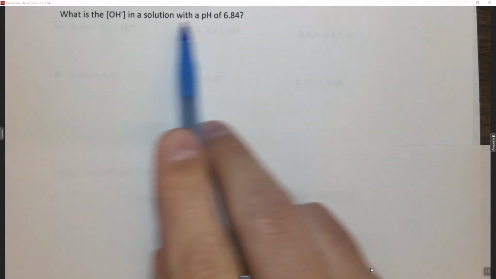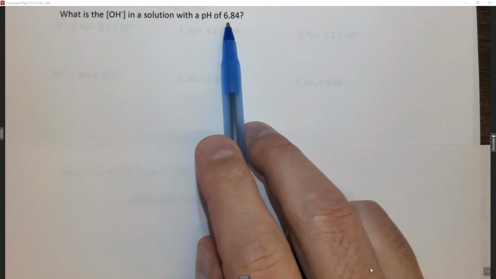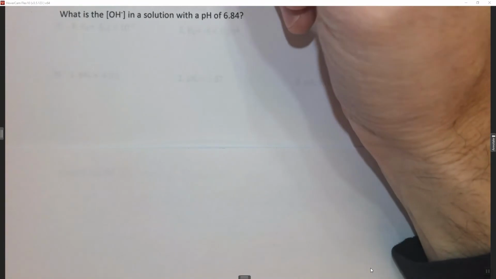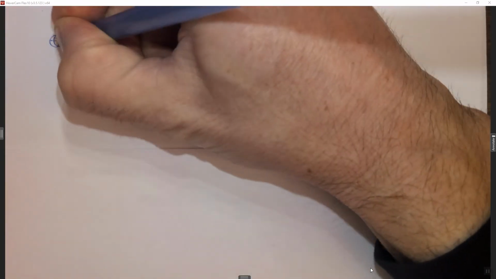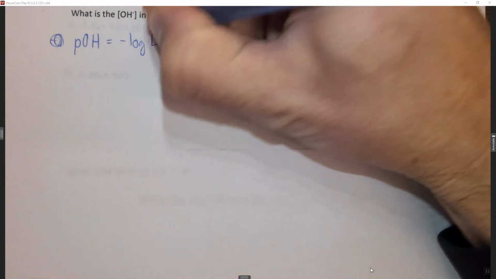This question says, what is the concentration of OH minus in a solution with a pH of 6.84? There are several ways of doing this problem, and if you haven't watched the previous questions, it's probably a good idea to start with those. But the first thing I'm going to do is find the pOH, because I know that the pOH equals the negative log of the concentration of OH minus.